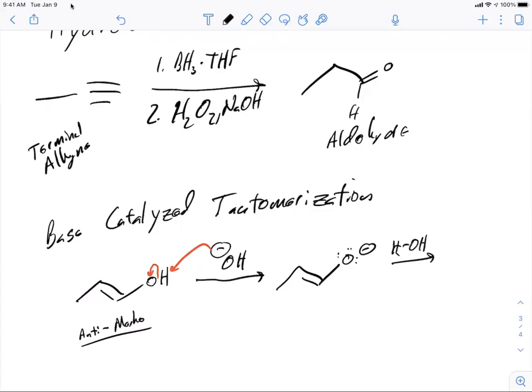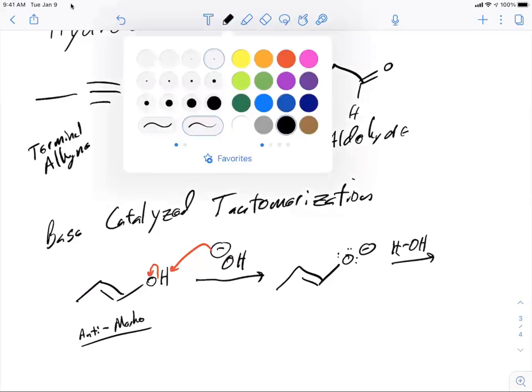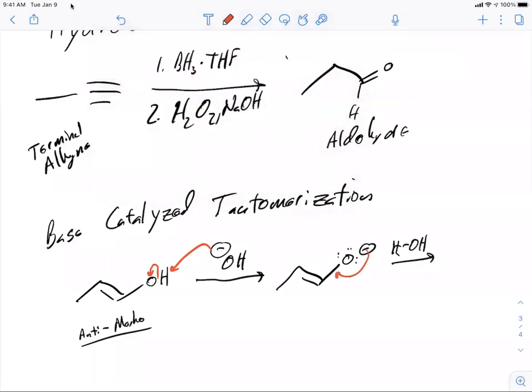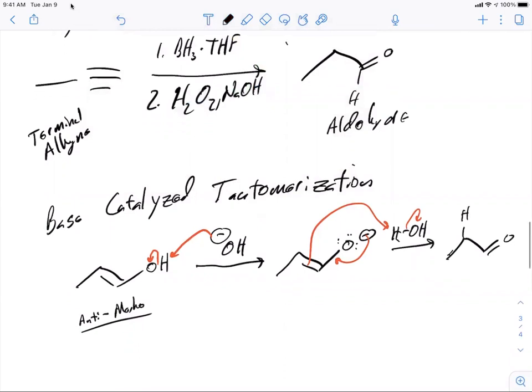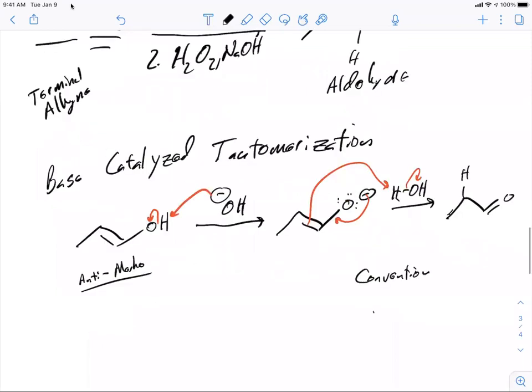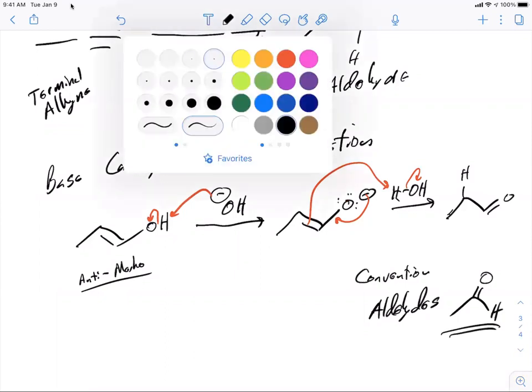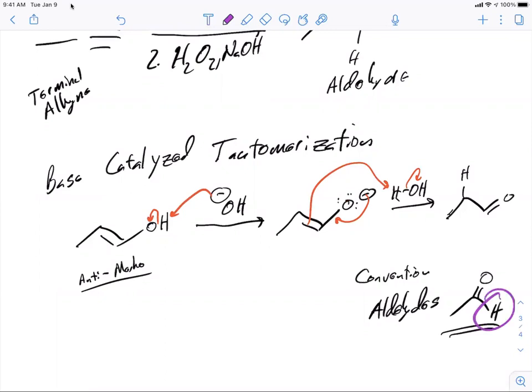And the book shows this in 2 steps. I tend to like to show this in 1 step. Okay, this comes down, this pulls that proton, and we end up with our hydrogen. Okay, now by convention, we tend to show aldehydes with this hydrogen. So this hydrogen is the way you normally show an aldehyde.